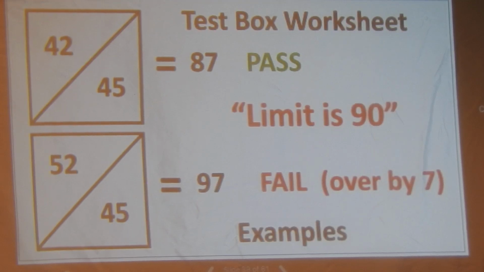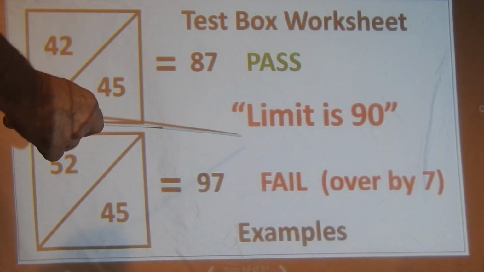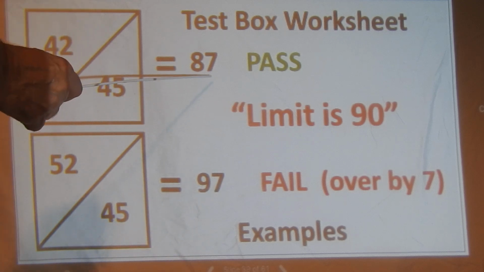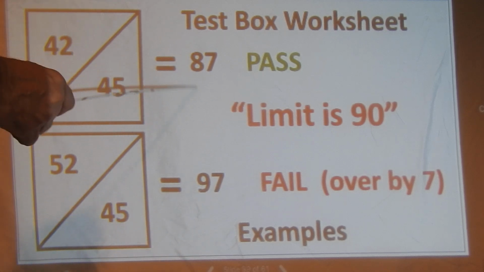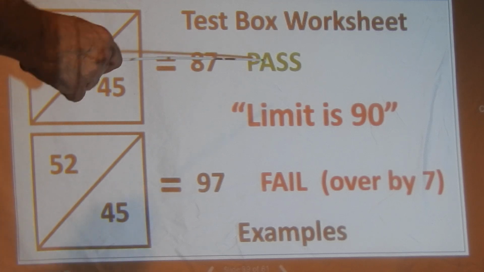Here are some examples, and again, this is kind of a review of what we talked about the other week in the test box worksheet. All you're doing is filling in this information: the observer angle and the measured vertical angle, and adding them together. Remember that the limit is 90 because the sun is always 90 degrees. So anything 90 and below would pass for the globe model. This one here, we have 42 and 45. This would pass.